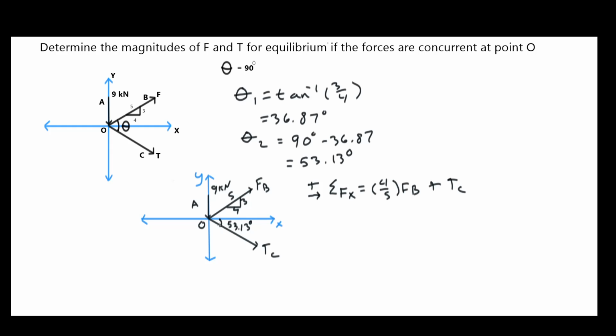Now we look at our angle here. It's touching the x-axis, so we know that's going to be a cosine. So that's going to be TC times the cosine of 53.13. And that's equal to 0. Now we're in our y direction. My positive is going to be going up.